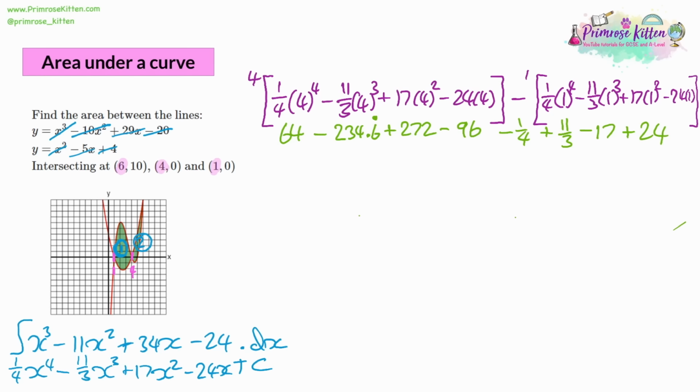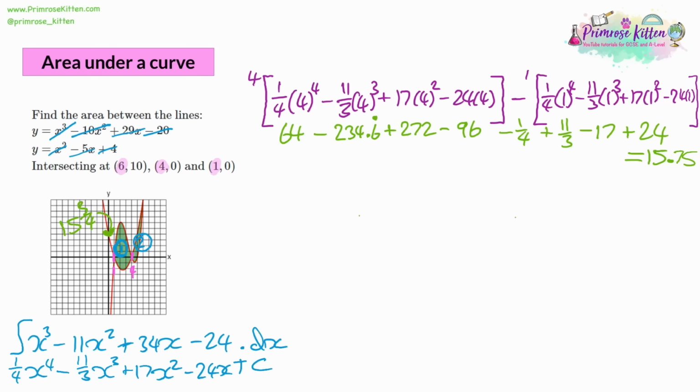So we can add all of this together to get the first area. So 64, take away 234.6 recurring, plus 272, take away 96, take away a quarter, 1.25. Then we're going to add 11 thirds, so add 11 over 3, take away 17, and add 24. All together for this, I'm getting 15.75, or 15 3/4. Now, that's only the first area. We need to find the second area.